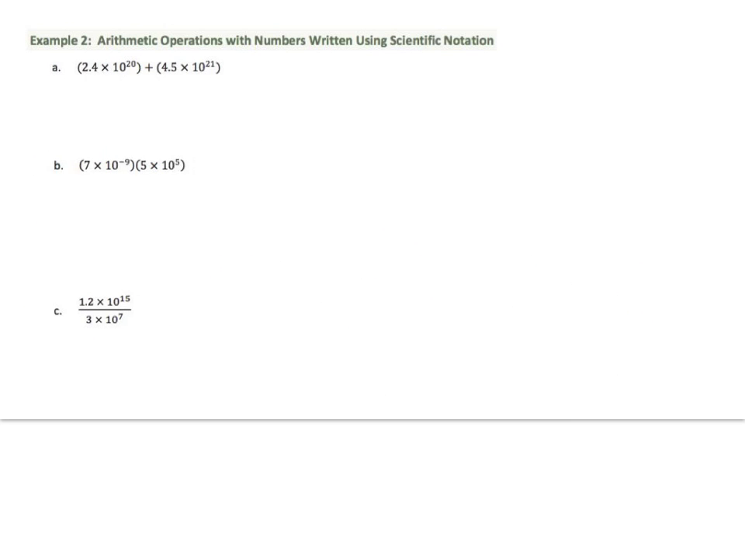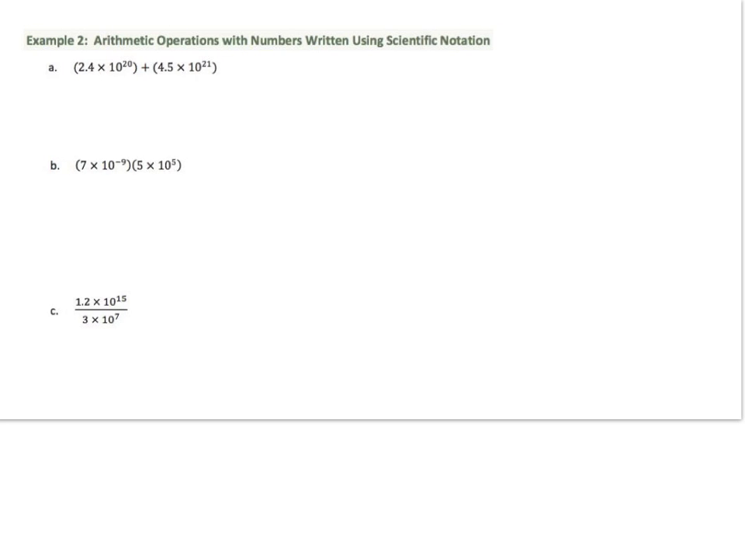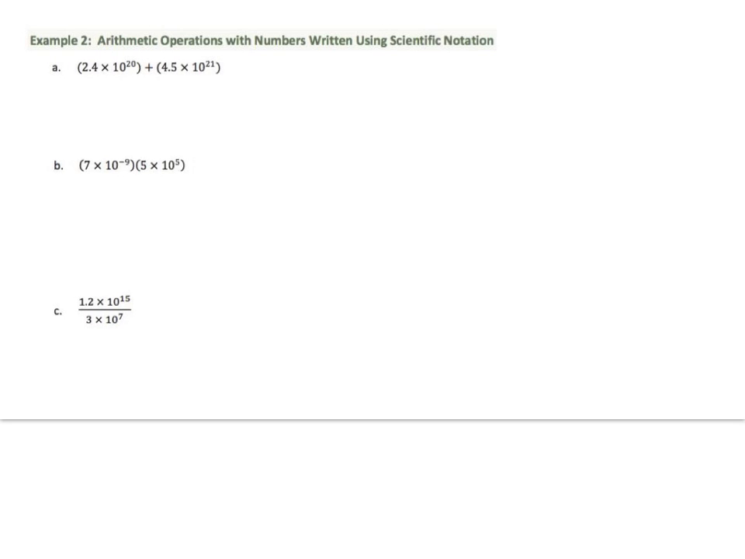Arithmetic operations with numbers written using scientific notation. Let's look at how we do this first one and see if it'll just make things easier for the second and third. I have 10 to the 20th and 10 to the 21st. If I get those both the same, then it'll be a lot easier to do the math. So here, I'm going to change everything to 10 to the 20th.